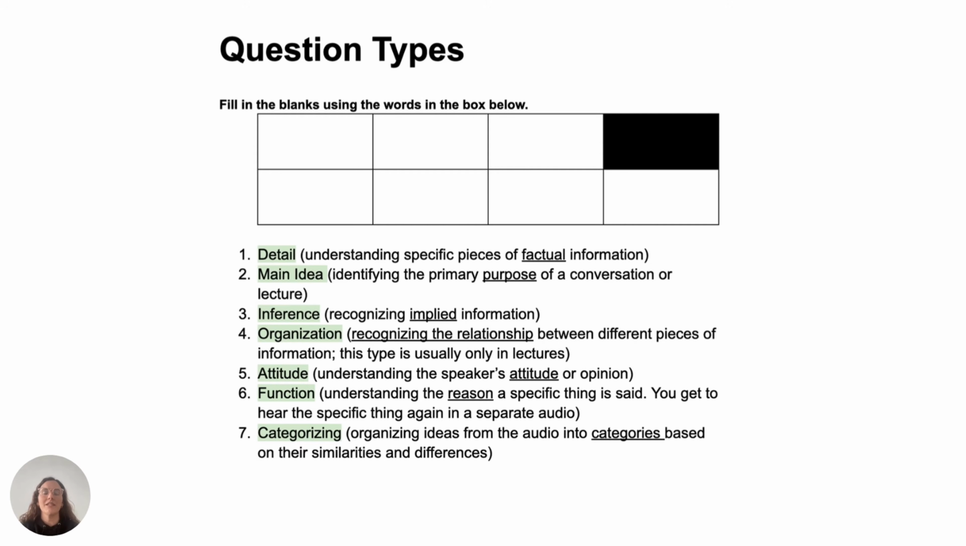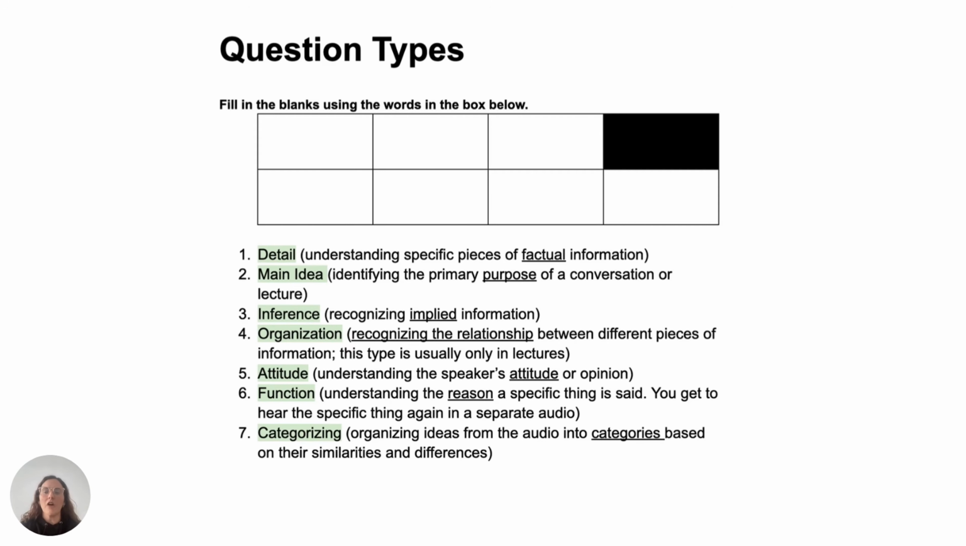Okay, let's see how you did. The first one is the detail question or the factual information question. This is the same type of question that you see in the reading section. They ask you for a detail or a fact. You'll see in the practice today that they won't ask you for easy details, like the year something happened or the name of a philosopher. They'll ask for more complex details that fit the main idea.